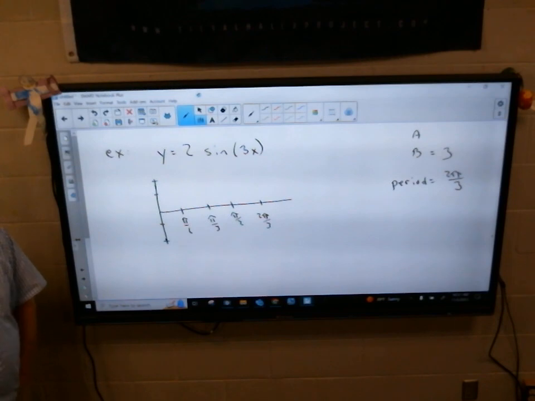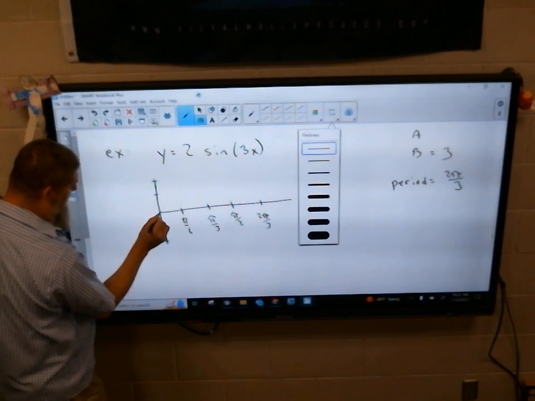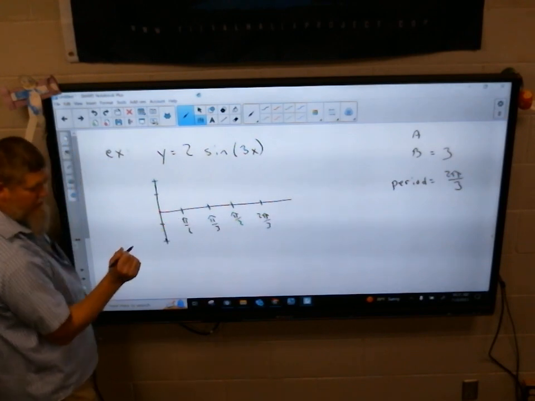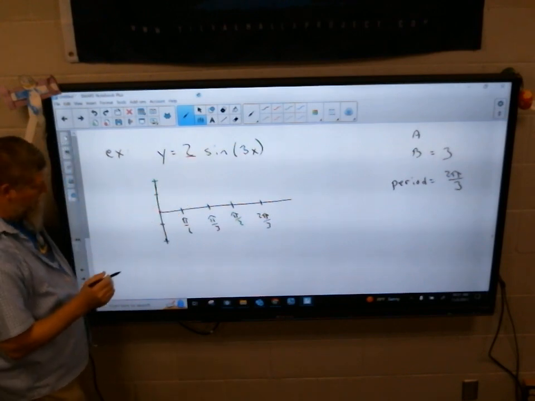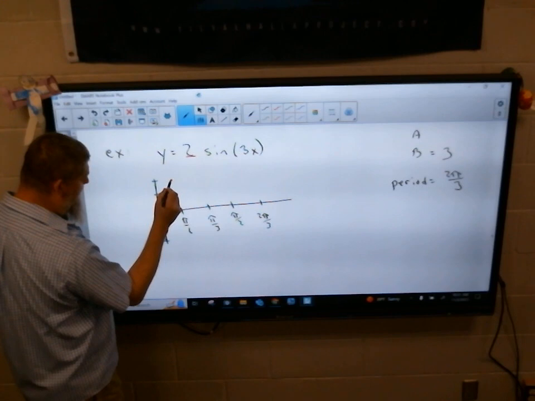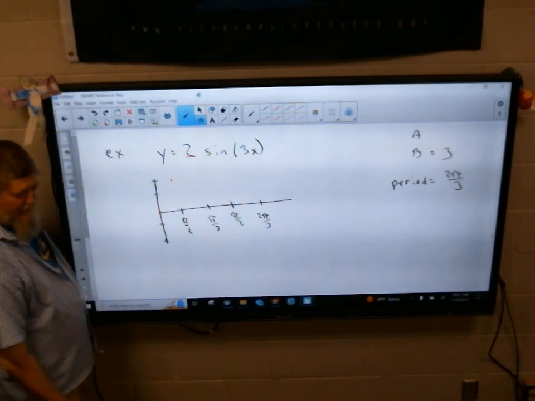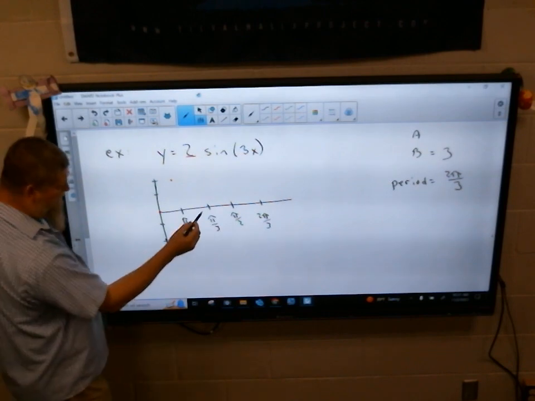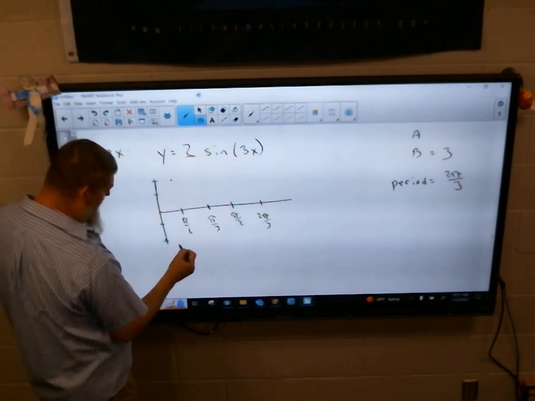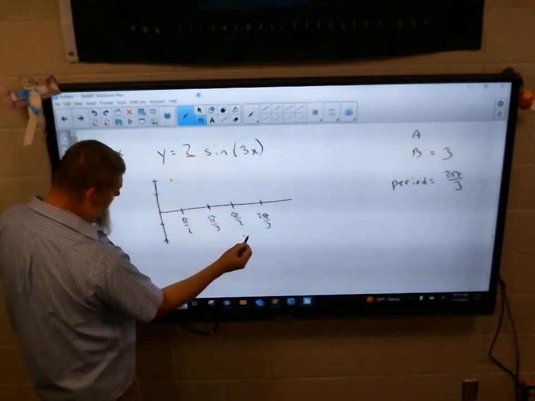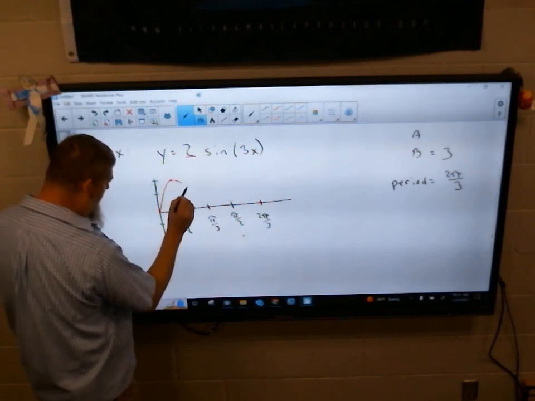And now you just have to graph it. We graphed it exactly the same way. Where do we start? We start at 0. At pi over 6, what value is it at? How high does it go? Goes up to 2. At pi over 3, what's it come back to? Back to 0. Pi over 2, and then down to negative 2, back to 0. And there's my curve.